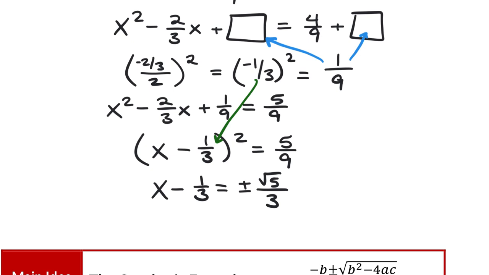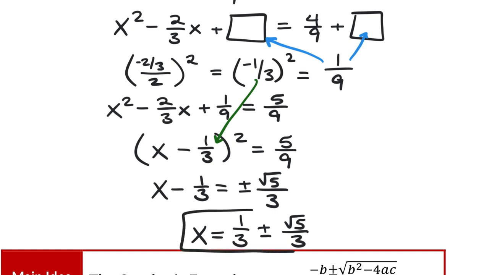3. So when you square root a fraction, remember you can square root the top and square root the bottom separately. Can you take the square root of 5? No. So I just left it as square root of 5. But the square root of 9 is 3. One more step, what is it? Move the 1/3 over. So this becomes x equal to 1/3 plus or minus square root of 5 over 3. And voila, we have solved it by completing the square.